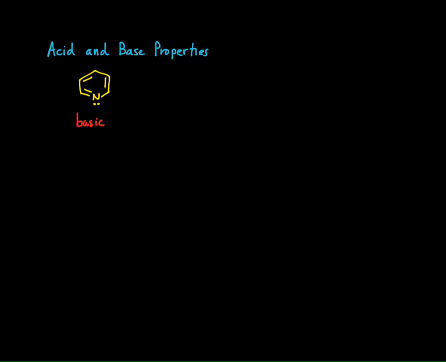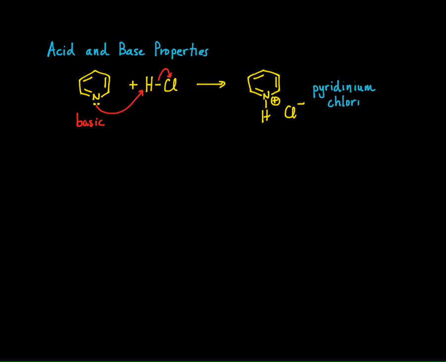It's not as basic as normal aliphatic amines, and the reason for that is because the nitrogen is sp2 hybridized, and so we've seen that sp2 hybridized atoms can hold on to their electrons a little bit tighter, and therefore the basicity should decrease. But we can react pyridine with an acid like hydrochloric acid. The lone pair of electrons attacks the proton. That hydrogen-chlorine bond breaks, the electrons go to the chlorine, and we end up with this structure, right?